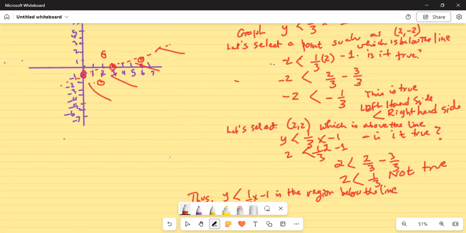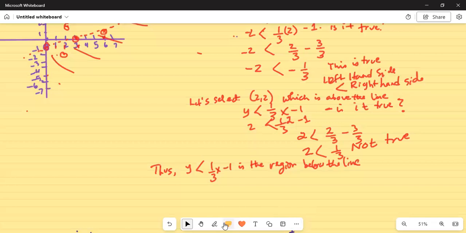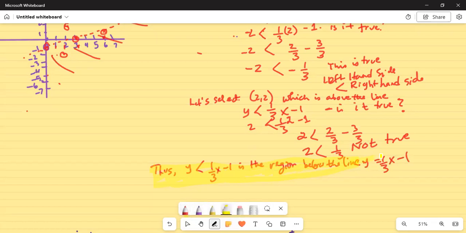So if I write, I've already written this, so maybe I should highlight that. So if I move this a little bit up and highlight this, so y less than 1/3 x minus 1 is the region below the line. Below the line, I should clarify that. Below the line y equal to 1/3 x minus 1. So again, that is the solution to the problem.